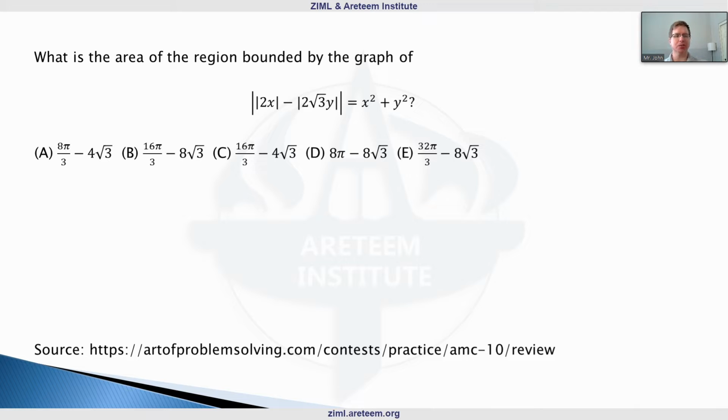Now, we're going to erase the answer choices in a second anyway, but just taking a look at them, we have some 8 pi over 3 multiples: 16 pi over 3, 8 pi, 32 pi. That makes us think of a circle. That x squared plus y squared also makes us think of circles. And then we have this other subtraction there, so we have 4 root 3, 8 root 3, different things like that as well. And as I mentioned, the source of this problem is the practice AMC 10 that was on the practice portal for the 2021-22 exam.